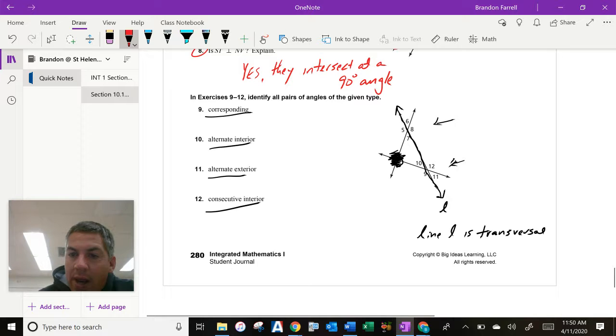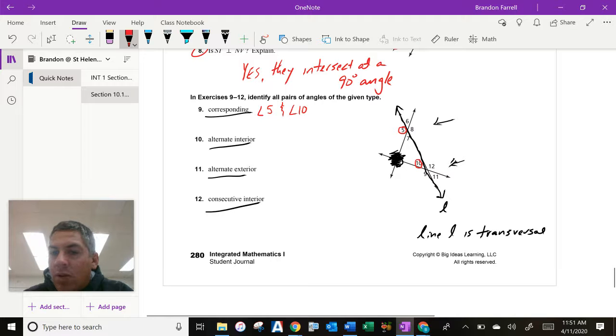So in red, I'm going to take angle 5, and I would say that angle 5 and angle 10 are corresponding. If you remember from your notes, angle 5 and angle 10 are on the same side of the transversal, in the same location of what I call the intersection of the two streets.